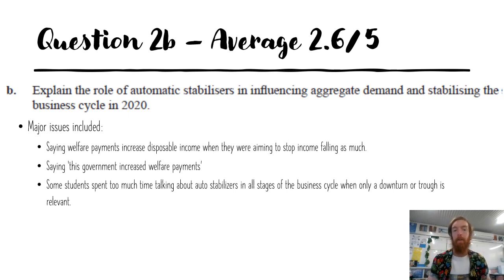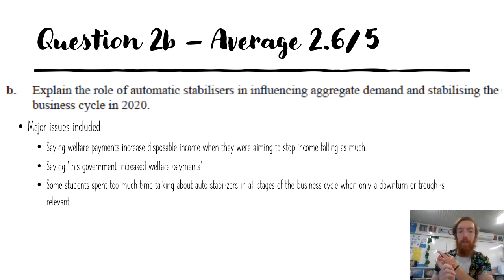Other issues that came up was people saying the government increased welfare payments, which makes it sound discretionary in nature. The government doesn't do that. It's automatically built in. That happens automatically. The government doesn't have to do anything. That's the specific point about automatic stabilizers. So it's about the value of welfare payments changing automatically.